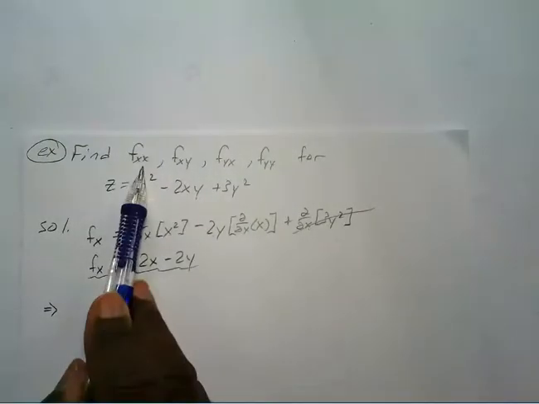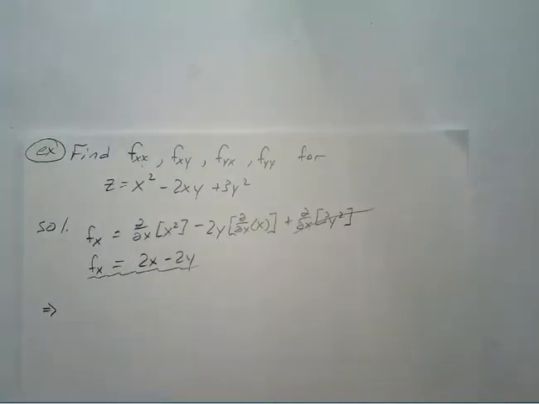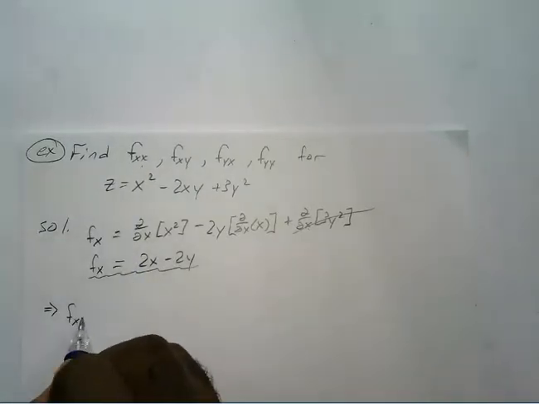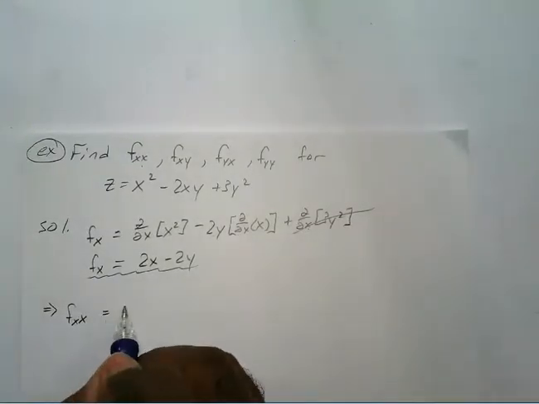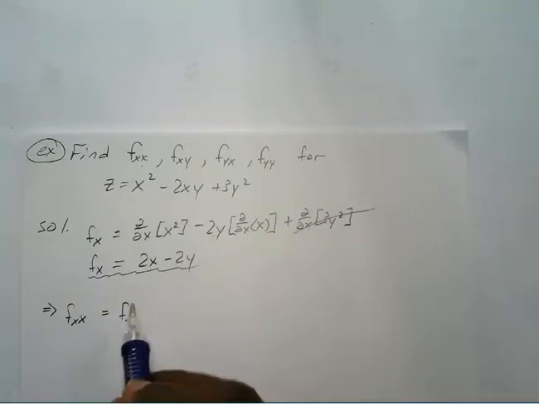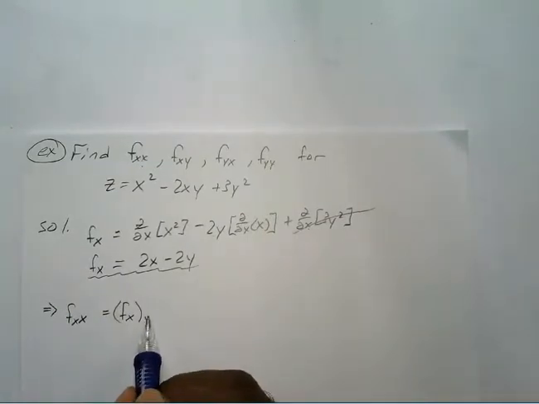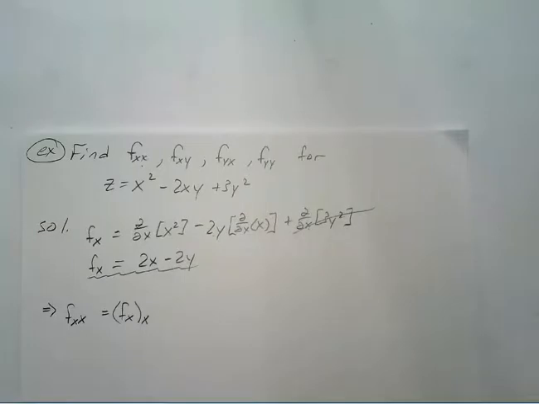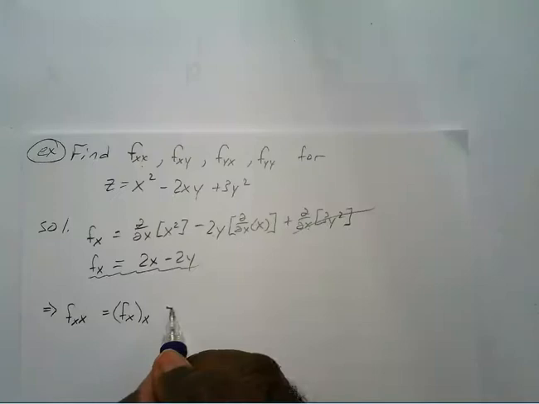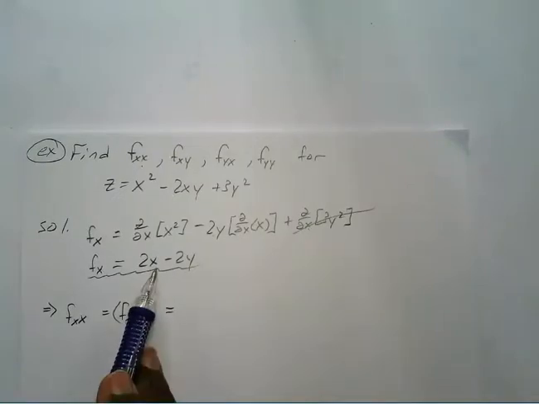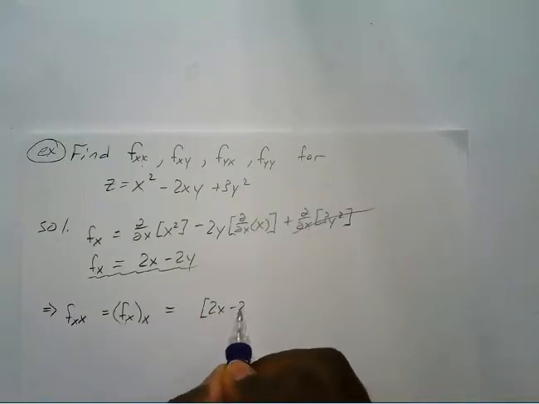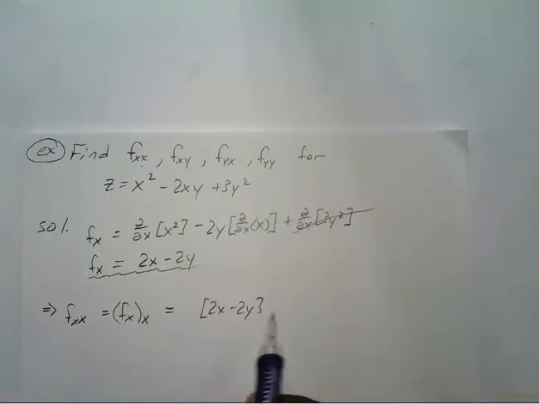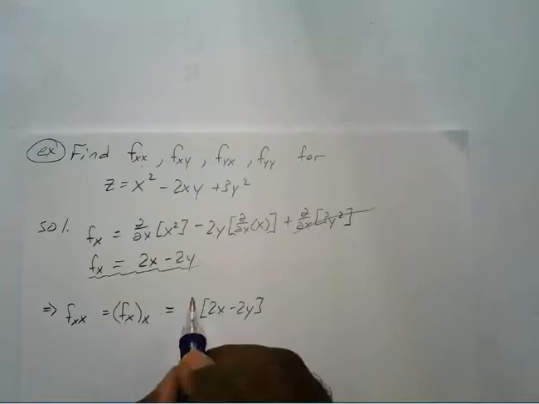Now we're going to find the second derivative with respect to x. Remember, the second derivative with respect to x is just the first derivative with respect to x, and then that again with respect to x. So really that just means our first derivative, which is 2x minus 2y, and you're going to find the derivative of that with respect to x.